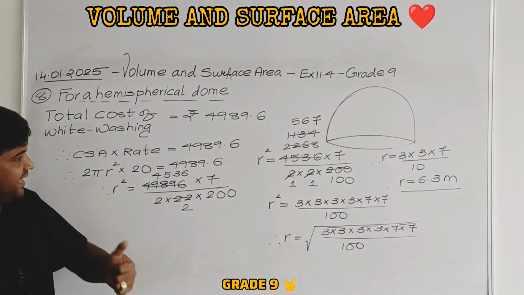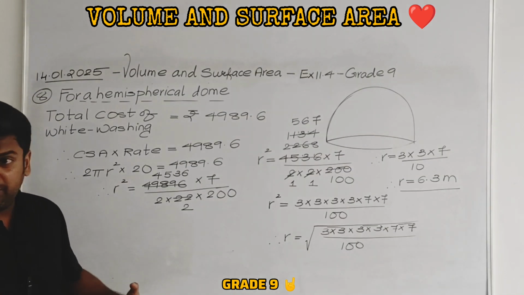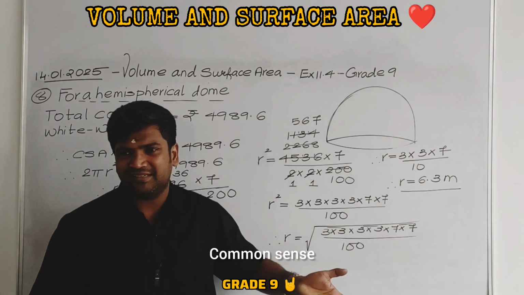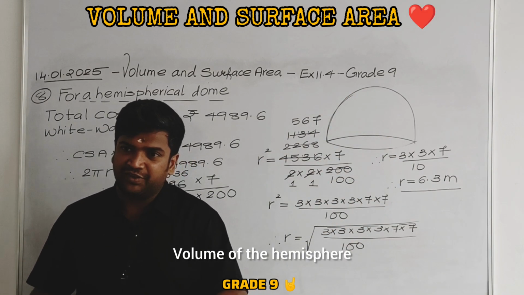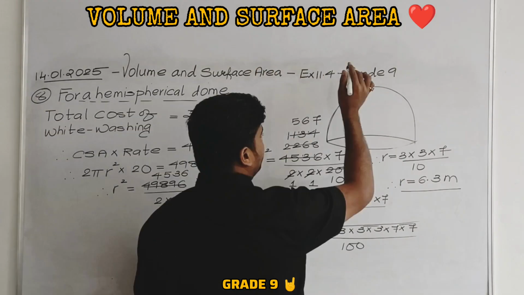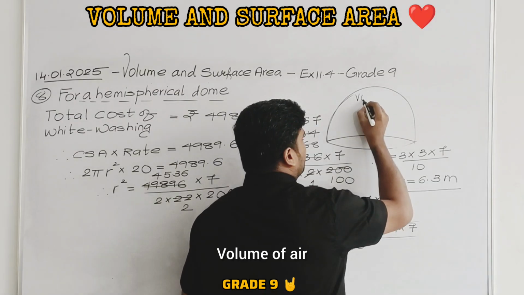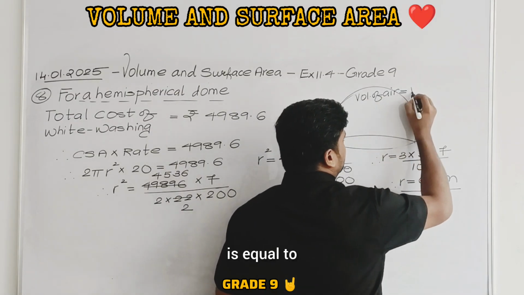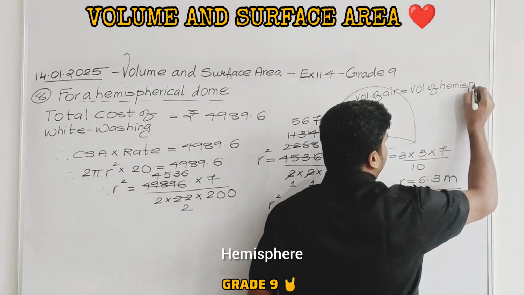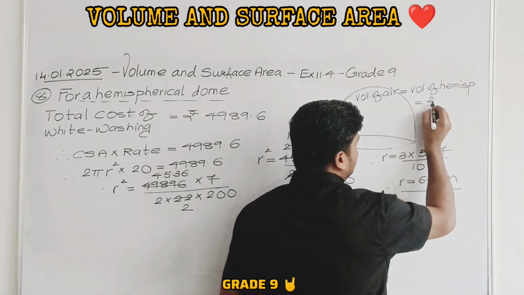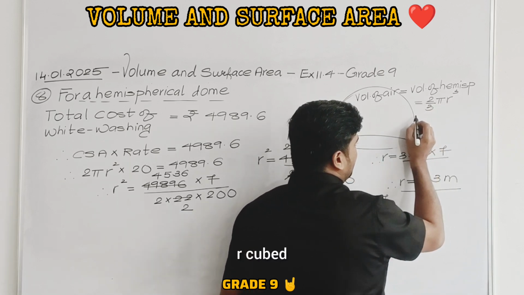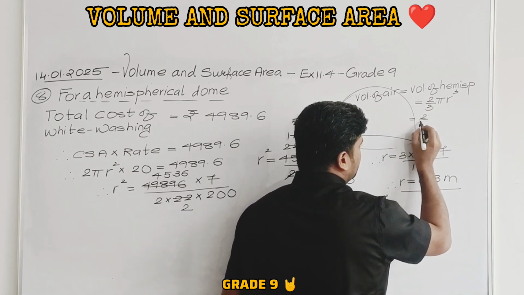Now the next one says that we have to find how much air this dome contains. Common sense. We need the volume of the dome. Volume of the hemisphere. That you know very well, correct? So how would I write it down? Volume of air is equal to volume of which geometrical figure is this? Hemisphere. And the formula to find it is 2 upon 3 pi r cube.